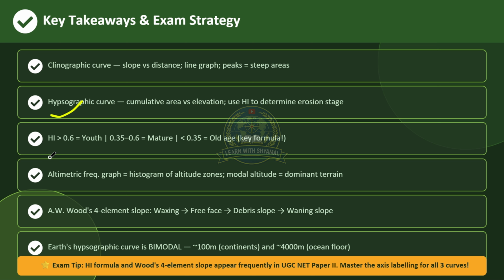Key formula. Altimetric frequency graph, histogram of altitude zones, modal altitude, dominant terrain. A.W. Wood's four-element slope: waxing slope, free face, debris slope, and waning slope. Earth's hypsographic curve is bimodal, 100 meters for continents and 4,000 meters for ocean floor.